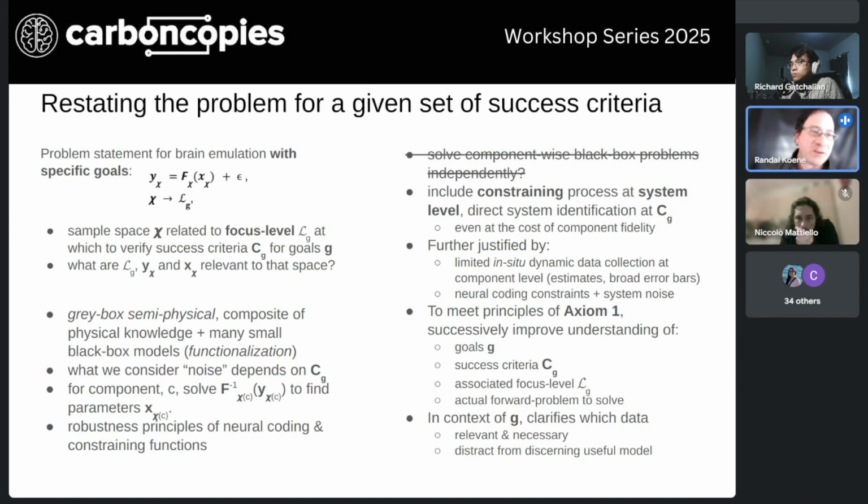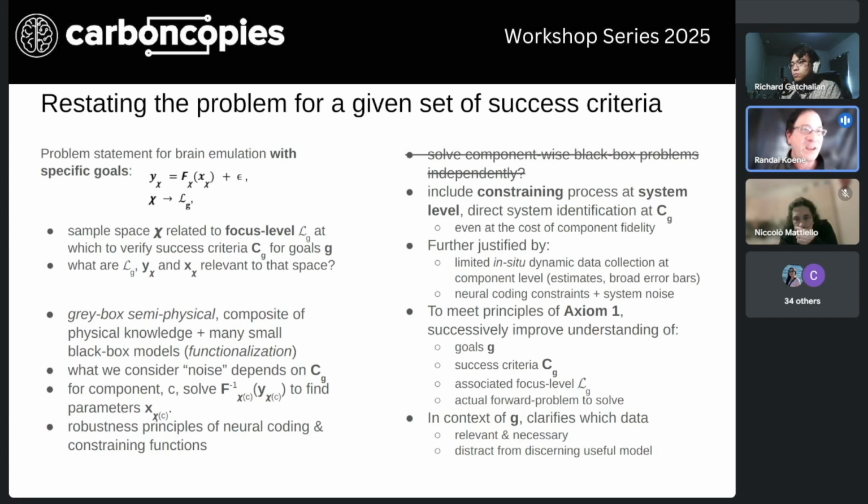This means that while one can attempt to solve component-wise black box problems independently, one should include a constraining process at the system level, such that the system identification is directed towards satisfying overall emulation success criteria C_G, even if at the cost of component fidelity. In practice, this is probably always justified by limited actual in situ dynamic data collection at the component level, meaning that black box solutions at that level necessarily involve assumptions and estimates with broad error bars, as well as being justified by the combined effects of neural coding constraints and system noise.